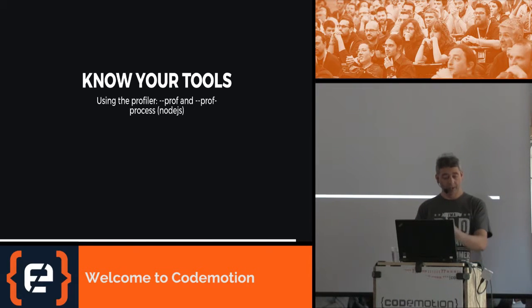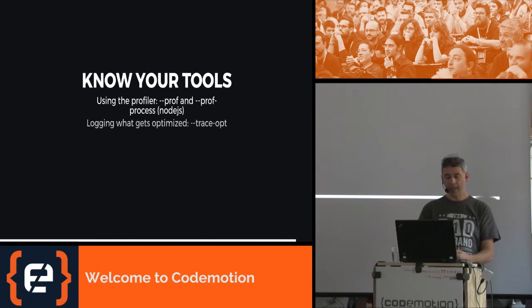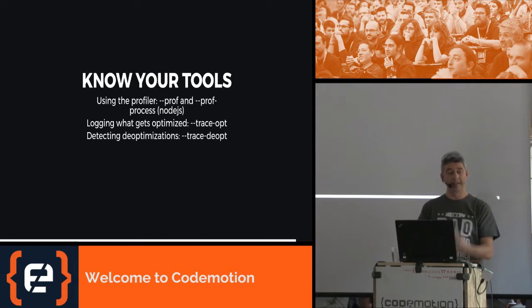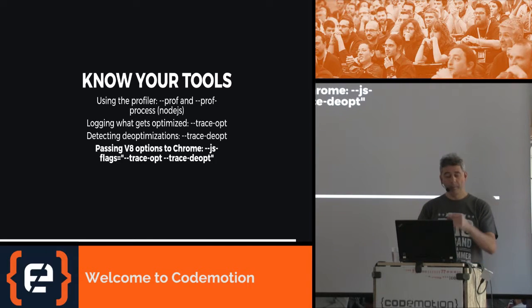So now we know the tools. We know that we can use the profiler, and we can log what gets optimized with tracing. We can detect deoptimizations with other command line options, and we can pass these options also to V8. So this is something that can be done in the browser.